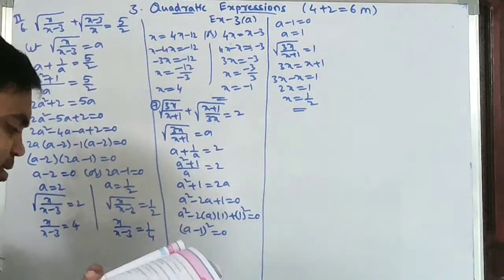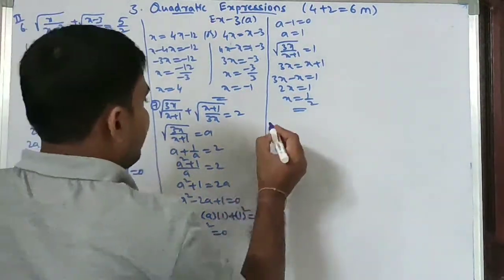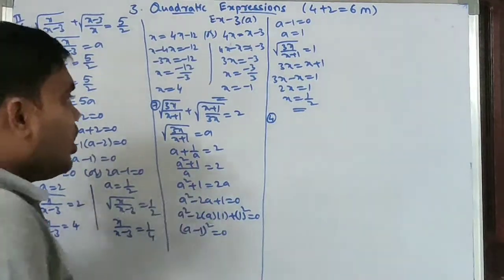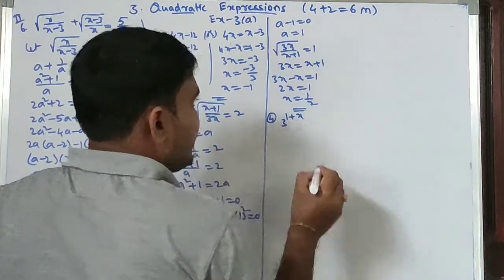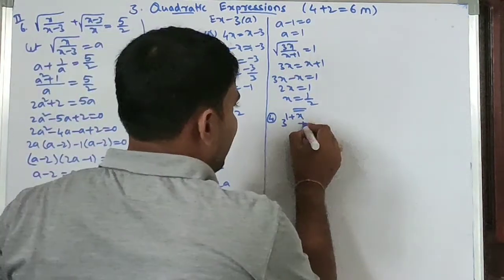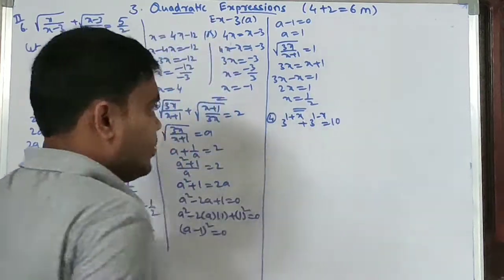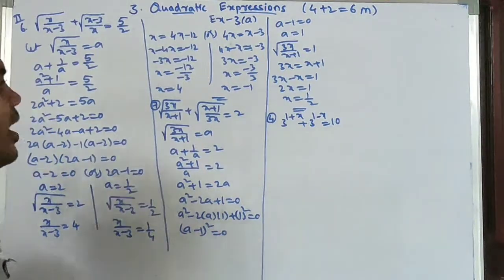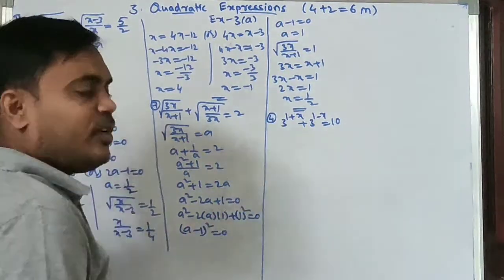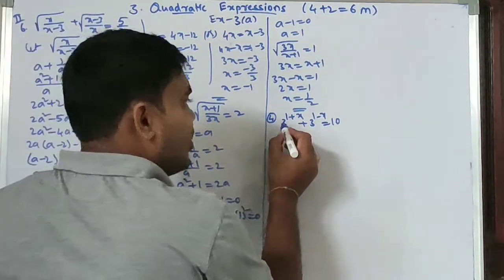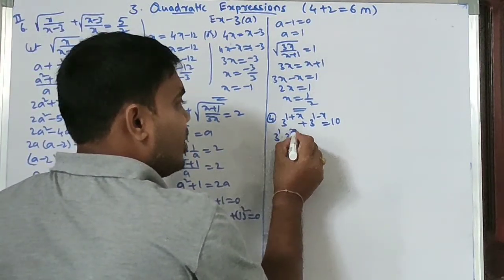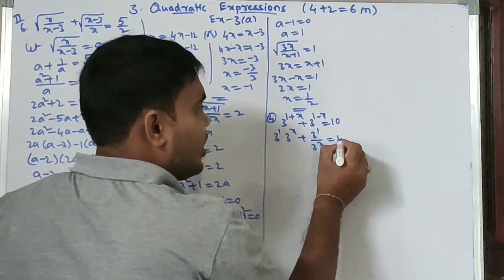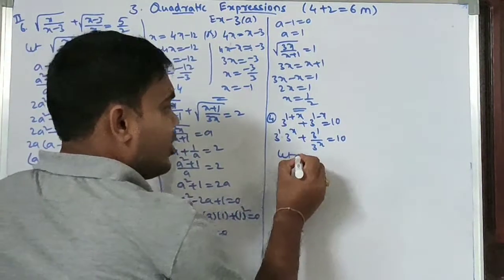Next, discussing the 4th question of the second bit. 3 power 1 plus x plus 3 power 1 minus x equal to 10. We need to calculate x. Observing this, I will write a power m plus n as a power m into a power n, so 3 power 1 into 3 power x, and a power m minus n as a power m by a power n, so 3 power 1 by 3 power x, equal to 10. So I am letting 3 power x equal to a.